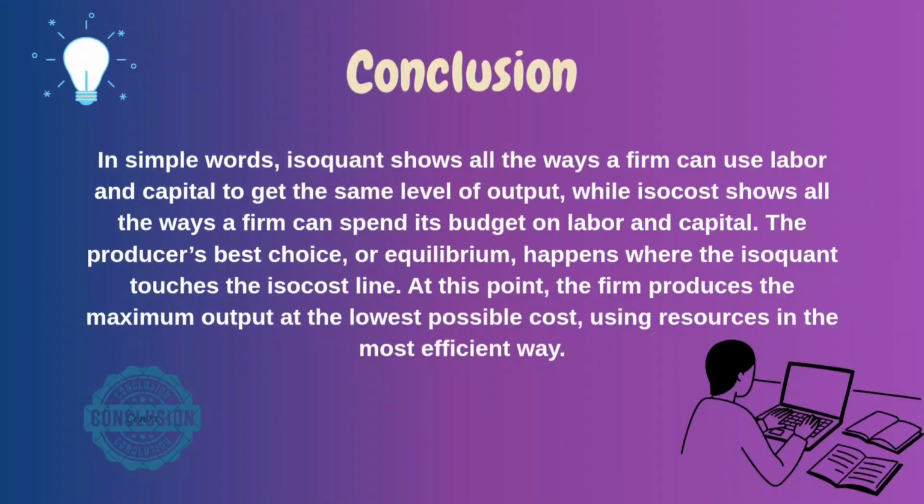So, to sum up, an isoquant shows all the ways a firm can use labor and capital to get the same level of output. An isocost shows all the ways a firm can spend its budget on labor and capital. The producer equilibrium happens where the isoquant touches the isocost line, producing maximum output at the lowest cost using the resources most efficiently.